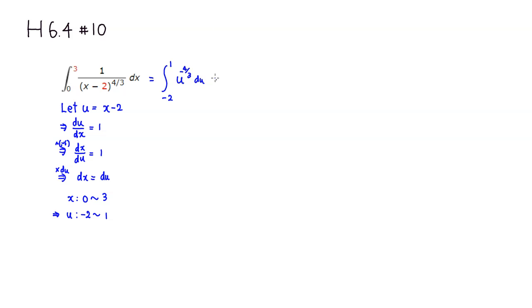So I'm going to split this integral into two parts. Negative 2 is okay, but when you hit 0, it's bad. So I'm going to use that as the upper limit in this case: the integral from negative 2 to 0 of u to the negative 4/3 du, plus the integral from 0 to positive 1 of u to the negative 4/3 du. So we have two integrals to deal with.